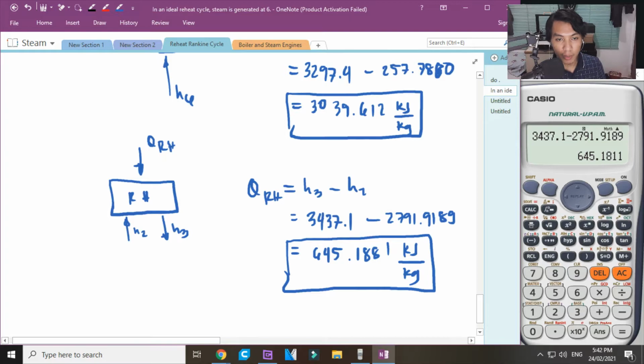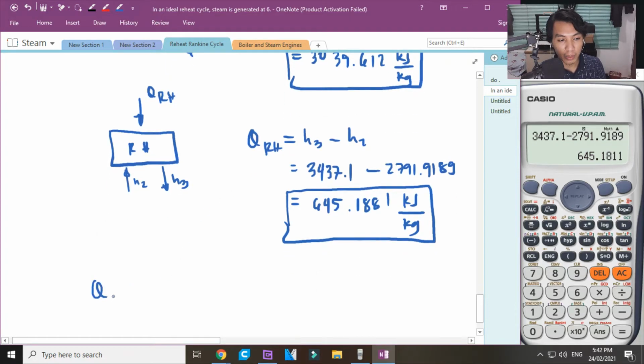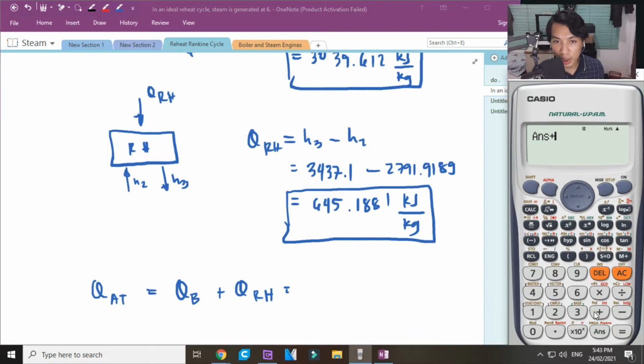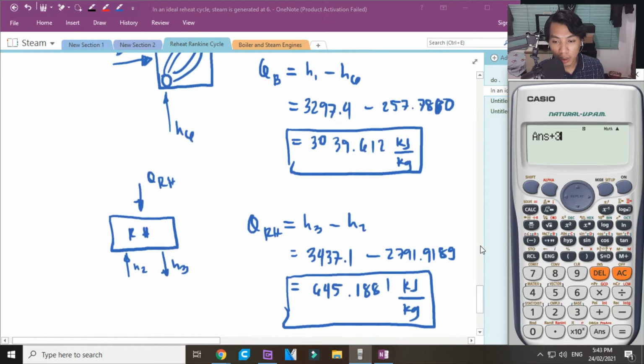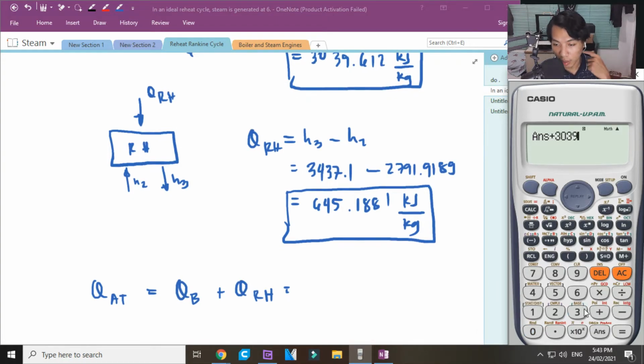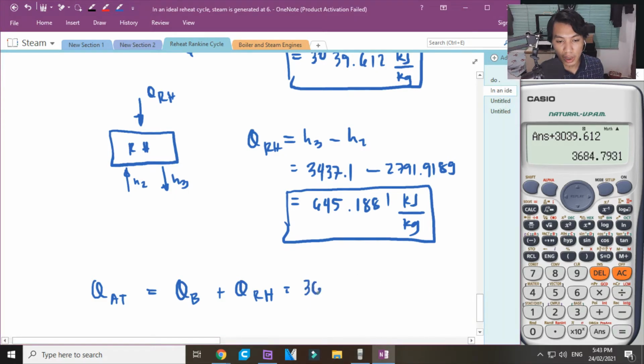Now for the total heat added, QA total, that is Q boiler plus Q of RH. Let's just add: plus 3039.612. That is 3684.7931 kilojoules per kilogram, the total heat added.